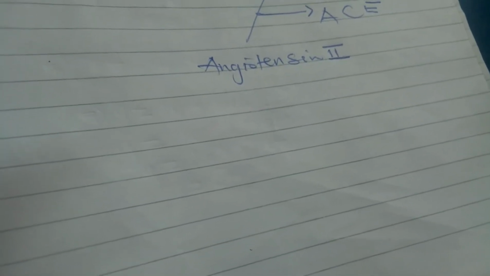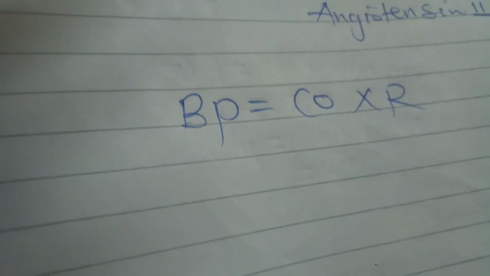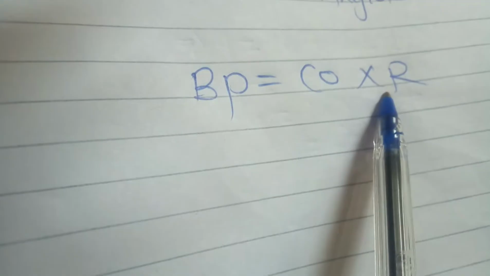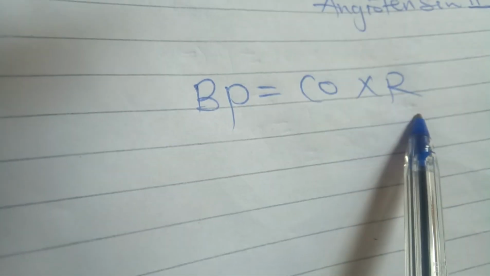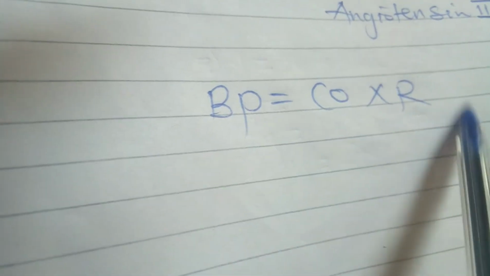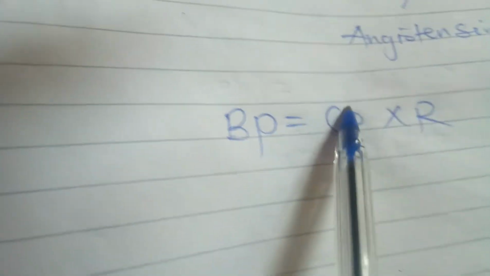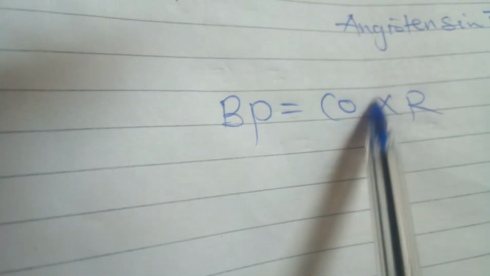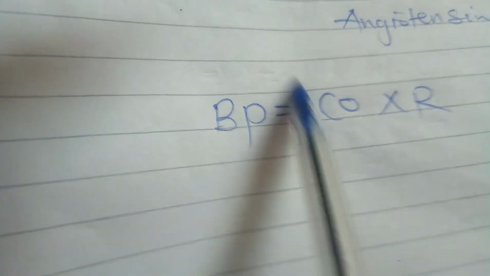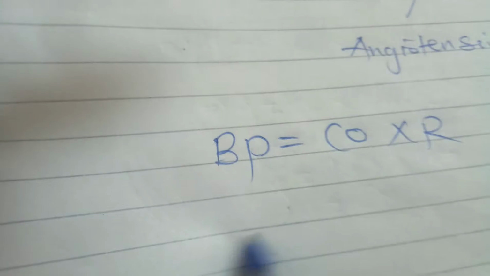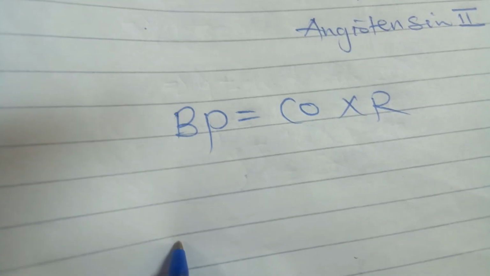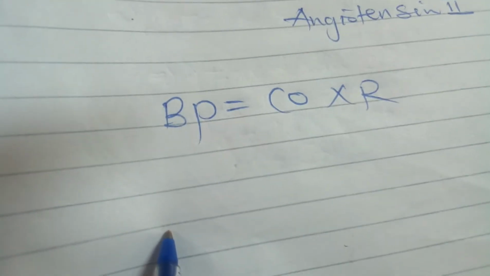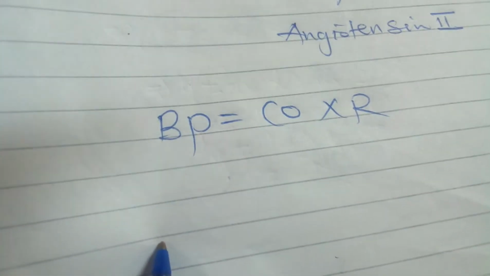Of course, there is a relation between blood pressure and peripheral resistance: blood pressure equals cardiac output times peripheral resistance. So angiotensin 2 causes vasoconstriction in the peripheral arterioles. Whenever the vessels constrict, resistance will increase, and resistance is directly proportional to blood pressure. When resistance increases, blood pressure increases, giving us a greater cardiac output, hence increasing blood volume. So that is what happens in the renin angiotensin system.